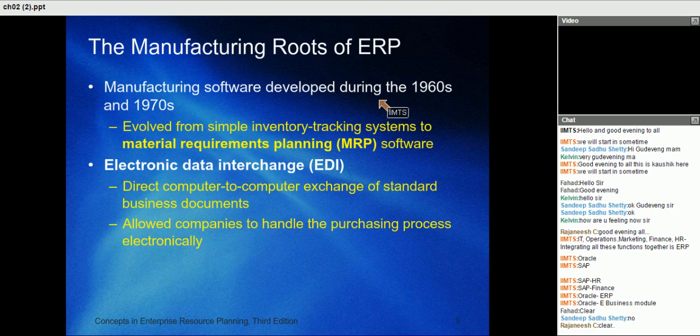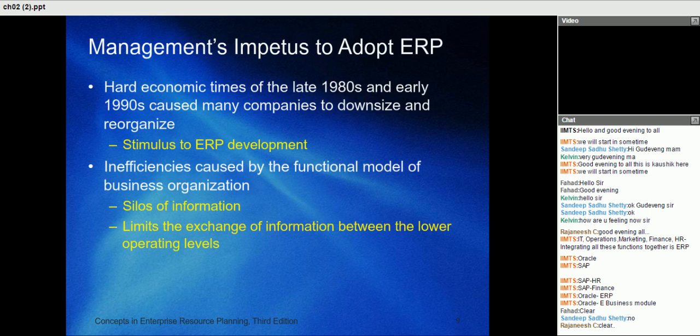Before the ERP system evolved, there was manufacturing software developed during the 1960s and 1970s that evolved from simple inventory tracking systems to material requirements planning, that is MRP software. What is electronic data interchange? Direct computer to computer exchange of standard business documents allowed companies to handle the purchasing process electronically.